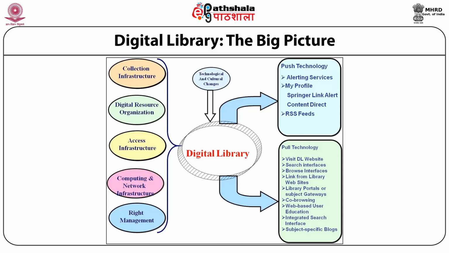Access infrastructure in a digital library consists of search and browsing interfaces, subject gateways, and integrated and federated search programs. Computers and network infrastructure. A typical digital library is a distributed client-server environment, consisting of hardware and software components at the server side as well as at the client side.